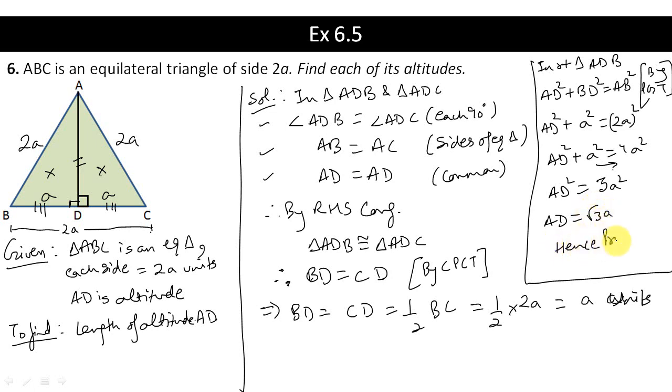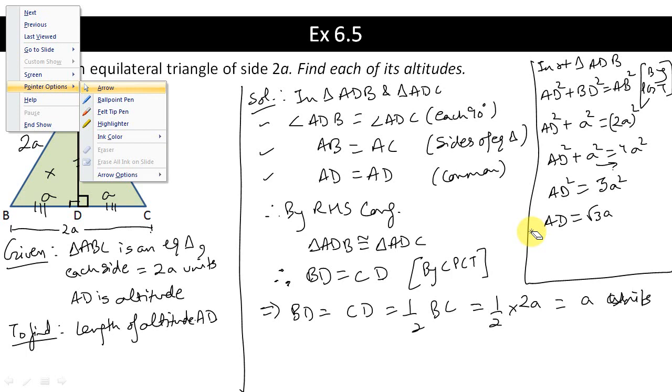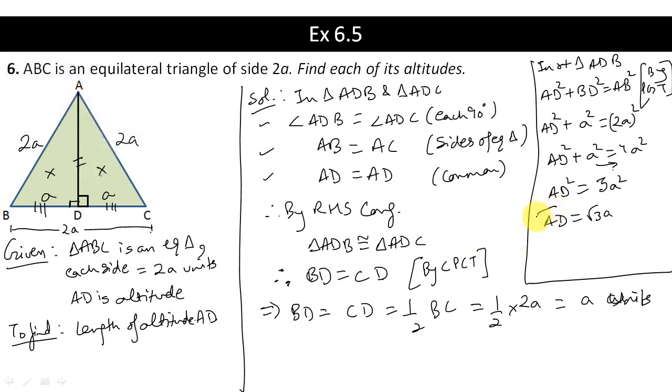Sorry, this was supposed to be find, not hence proved. So the value of AD will be root 3 A, because we have to find the value of AD. So this is the answer. Okay. Moving on to the next question.